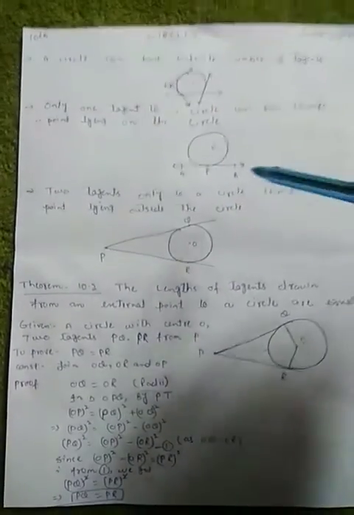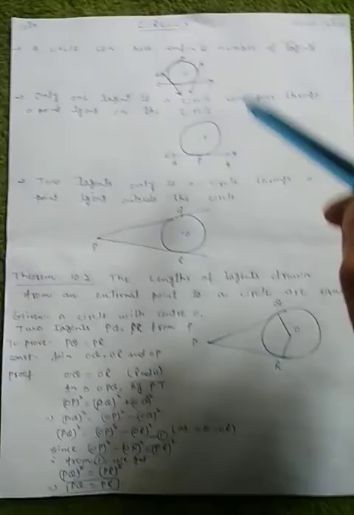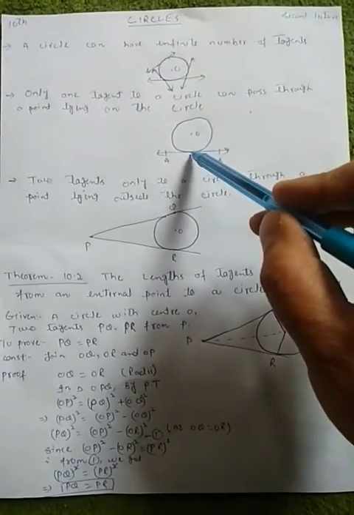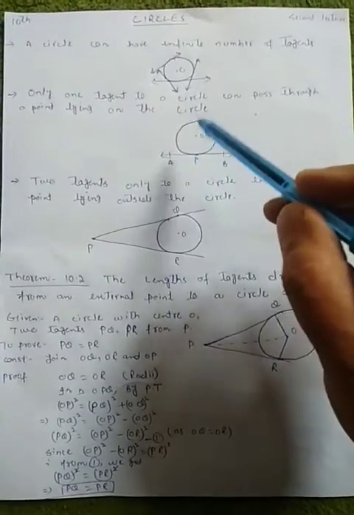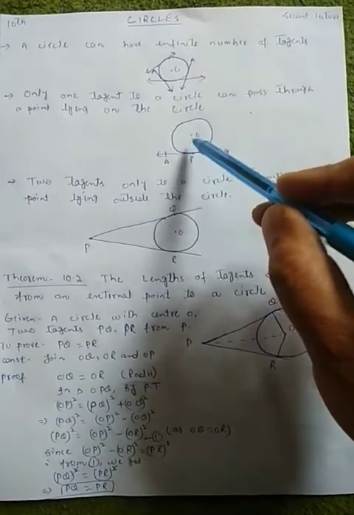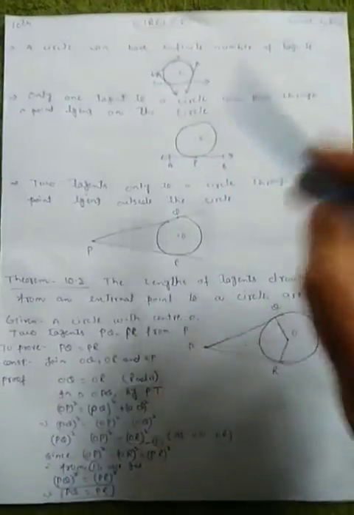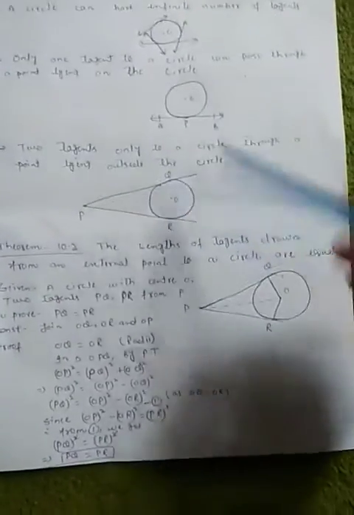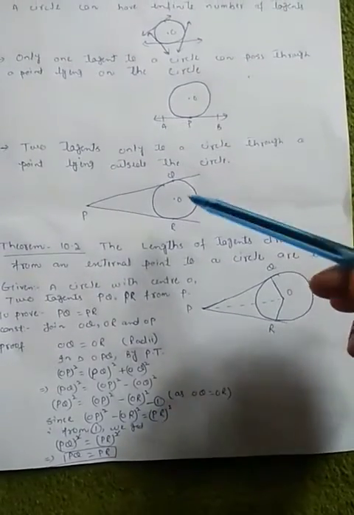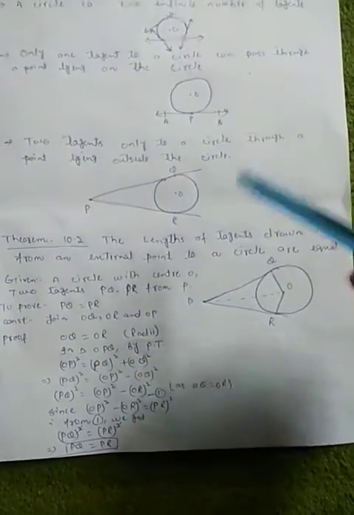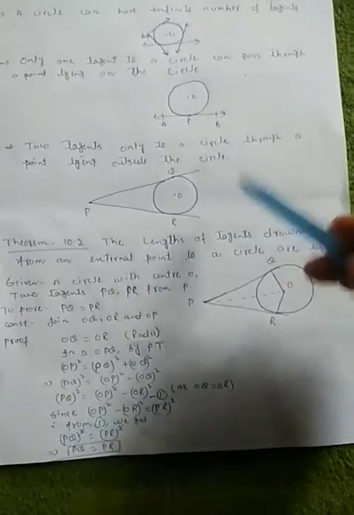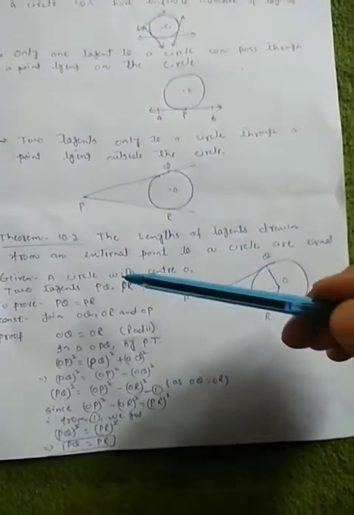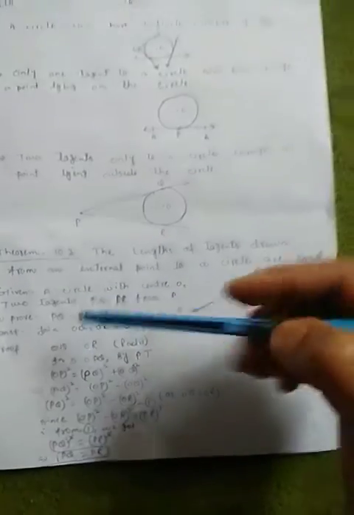We can have only one tangent at the point of contact. That is, the point of contact is the intersection between the circle and the line. That is the second point. And the third point, very important, is how many tangents can we draw from a point lying outside of a circle.